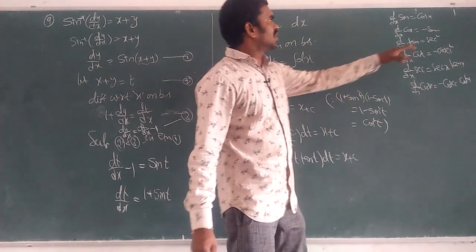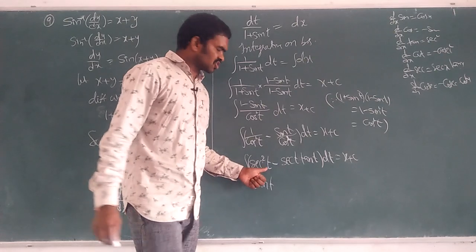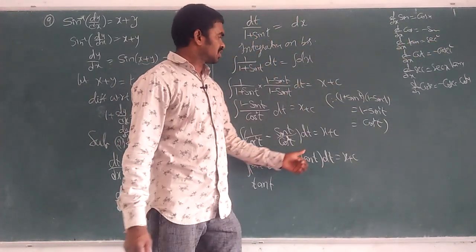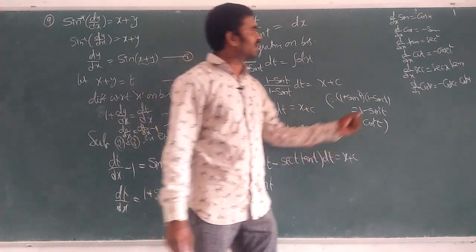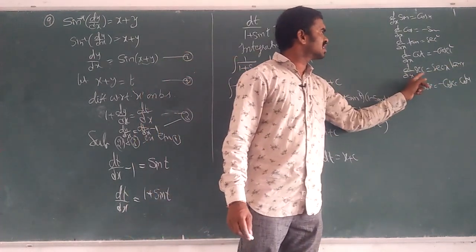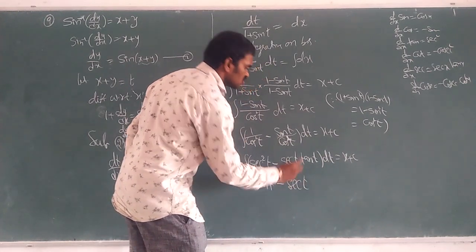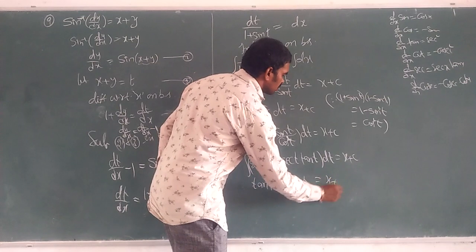Now see in reverse. Integration of secant square we need. So the integration of secant square is tan. Next, the integration of secant x tan x we want. The integration of secant x tan x is sec x. So minus sec, here t is there. So the t value is equal to x plus c.